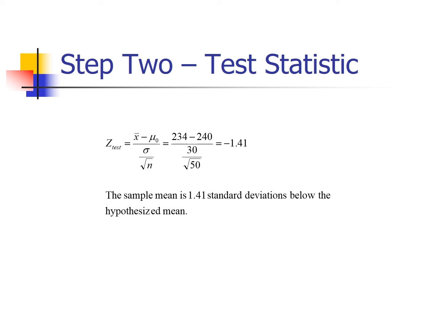Again, you shouldn't just look at these things. You should be pausing the PowerPoints. You should be pulling out your calculator, your pen, your paper. You should be verifying all this. I get negative 1.41. The negative means, right, that it's below the hypothesized mean. The 1.41 means that the sample mean is 1.41 standard deviations below the hypothesized mean.